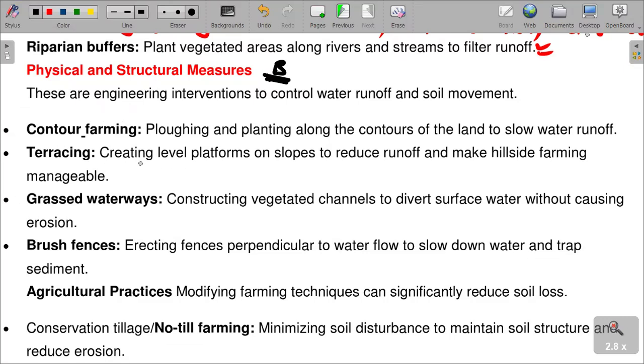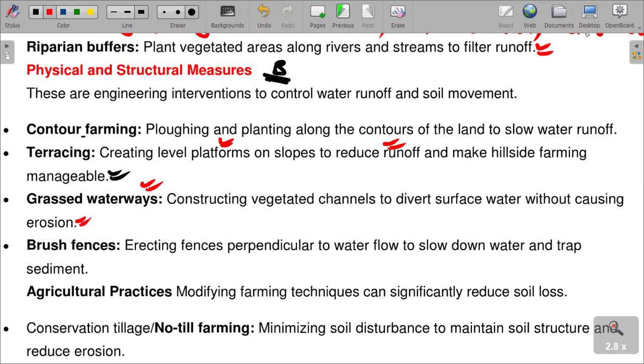Terracing, which I also mentioned, means creating level platforms on slopes to reduce runoff and make hillside farming manageable. On steep slopes, structures are constructed to ensure that runoff is minimized. And also grassy waterways, which has to do with constructing vegetated channels to divert surface water without causing erosion.